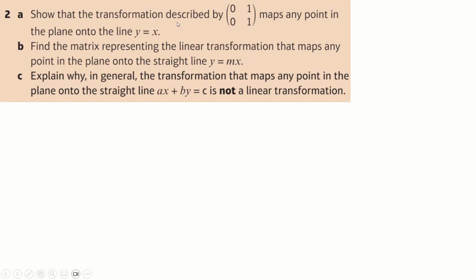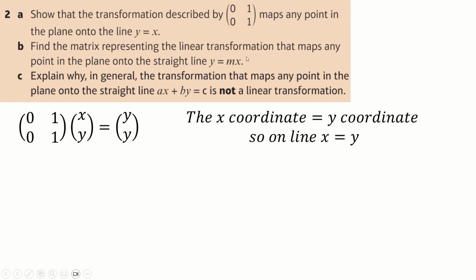Last one here. So show that this transformation maps any point onto y equals x. So okay, well, any point is just x, y. If you multiply these out, you just get y, y. And this is on the line y equals x because the x-coordinate, which is y, is equal to the y-coordinate, which is y. So it's on the line y equals x because the two coordinates are equal to each other.